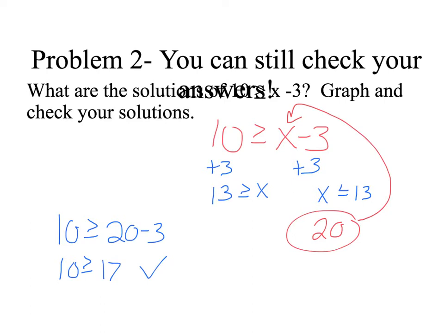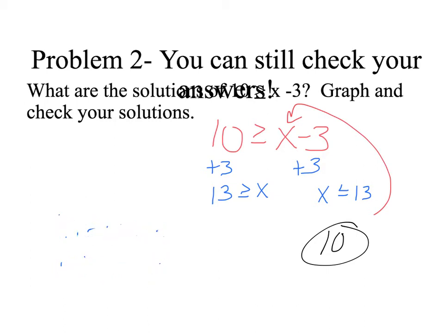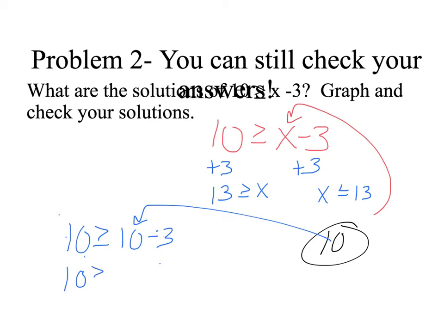Oh, wait. We did that whole thing wrong. I apologize. This said x was less than or equal to 13, so we can't use 20. We want to use something like, let's say, 10. I know if this was in class, you would have stopped me. Okay, go back. So let's see. If we're checking 10, then we have 10 is greater than or equal to 10 minus 3, because I put this 10 in for x. So is 10 greater than or equal to 7? Now we have something that's true.